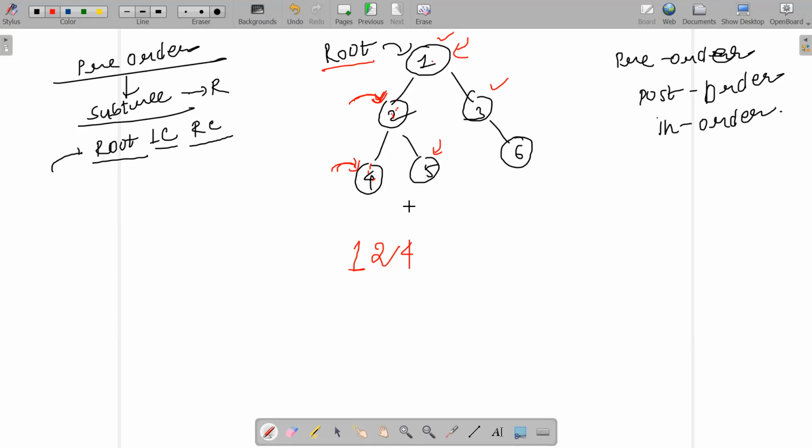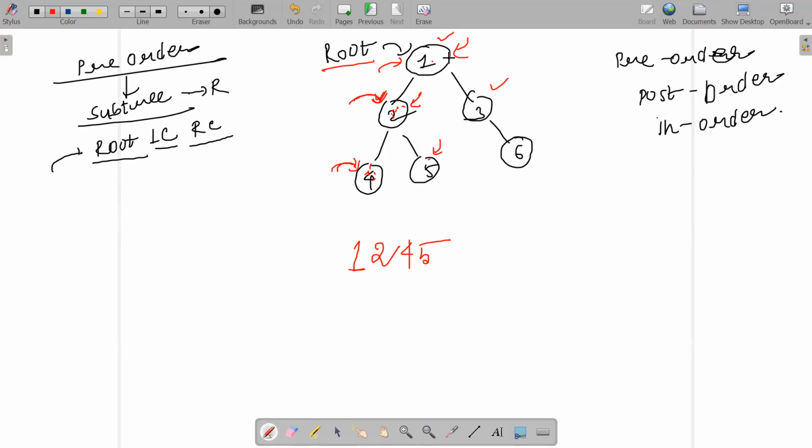Then what would happen next? If I am standing at 2, then after visiting 2, I am bound to visit 4. After 4 visiting is done, I am going back to 2. What is left for 2 to happen? Visiting its right child, then 5 would be visited. So node 2, its left child and right child, both have been visited. You go back to node 1.